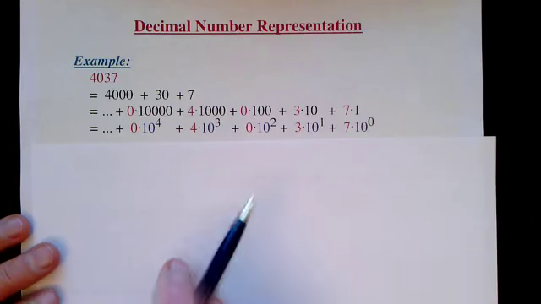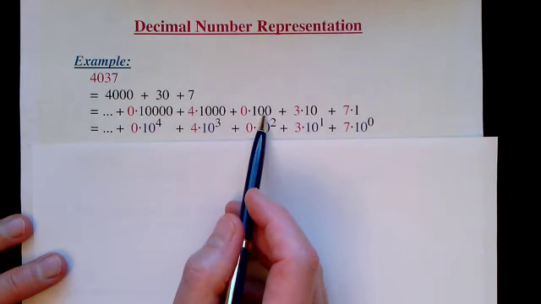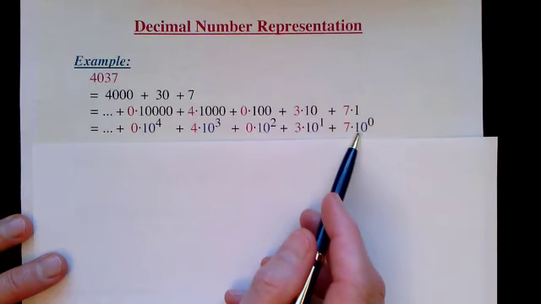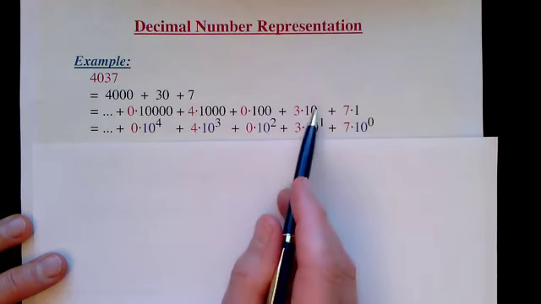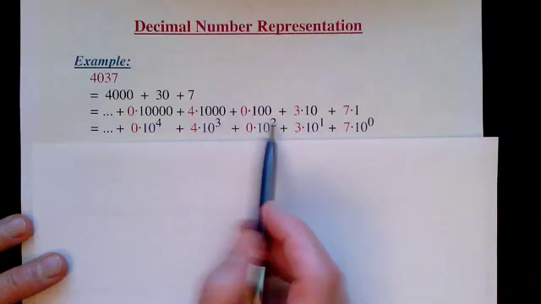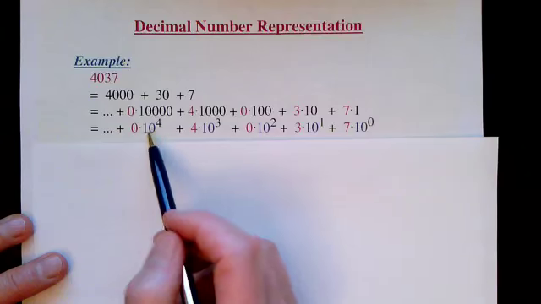Now let's look at these multiplying numbers, the place values, using exponential notation. 1 is 10 to the 0. 10 is 10 to the first power. 100 is 10 squared. 1,000 is 10 cubed. And 10,000 is 10 to the fourth, and so on.